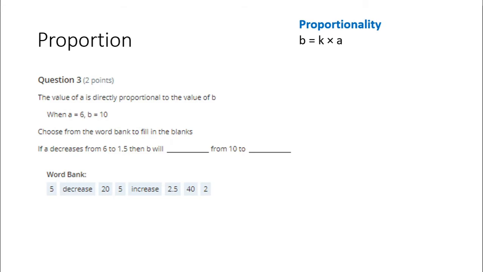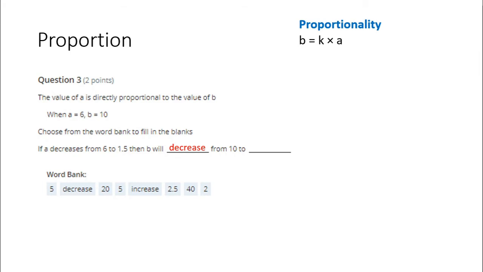Now, seeing that B is some multiple of A, I hope it makes logical sense for you that if I made A bigger, B would get bigger. If I made A smaller, B would get smaller, because I'm multiplying a constant value by A, and if A is a bigger value, the result of this multiplication will get bigger. And if A is a smaller value, the result of this multiplication will be smaller. So when we're told down here, if A decreases from 6 to 1.5, A is getting smaller, so some multiple of A would also get smaller. So that means that B would also be decreasing.